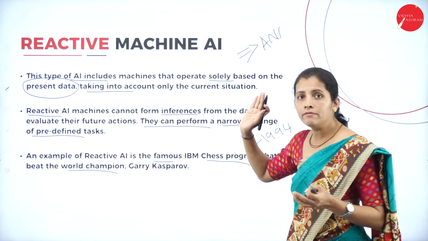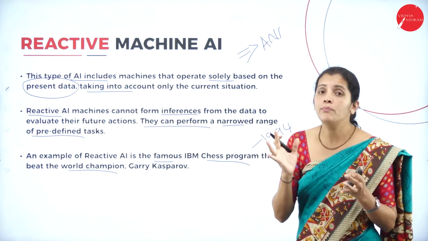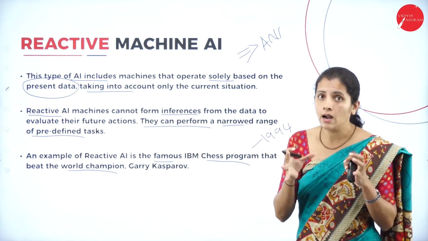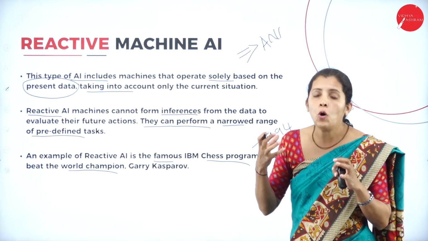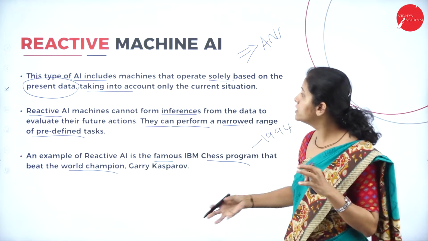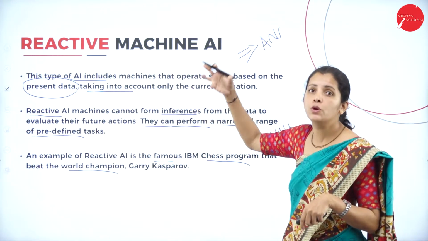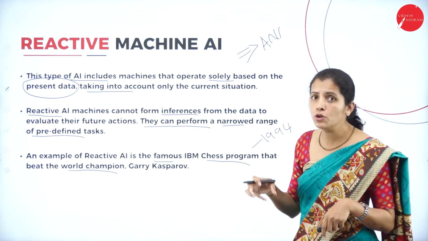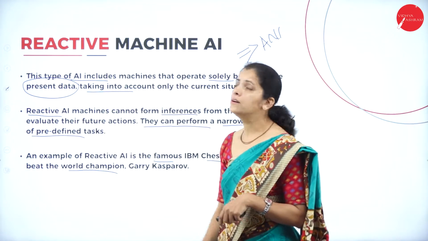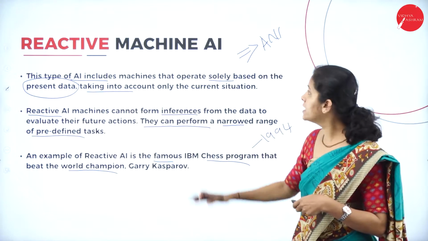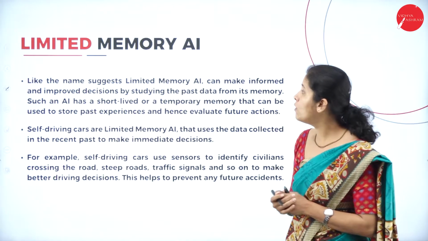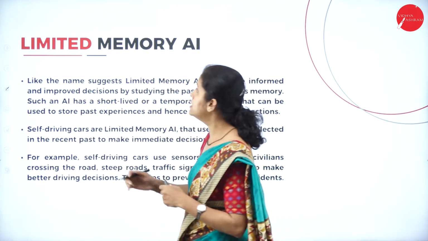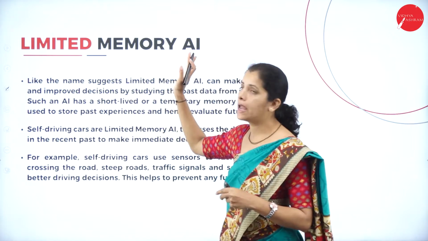It's going to have a certain set of predefined data and it's going to perform all the moves, all the decisions based on the present data, and it's going to take the current solution. It comes under reactive machine AI. Moving further, the second type of AI is limited memory AI.